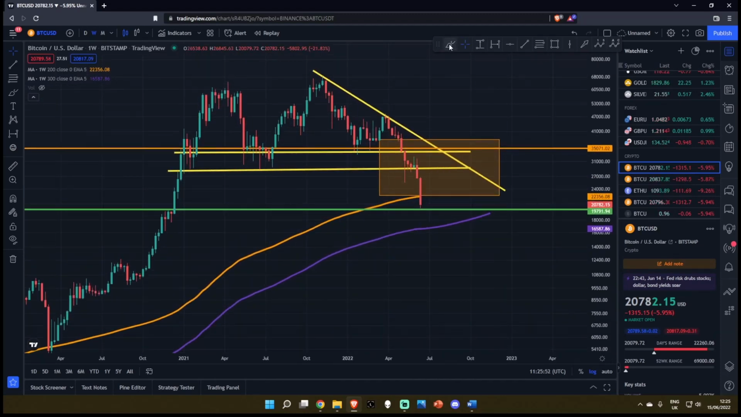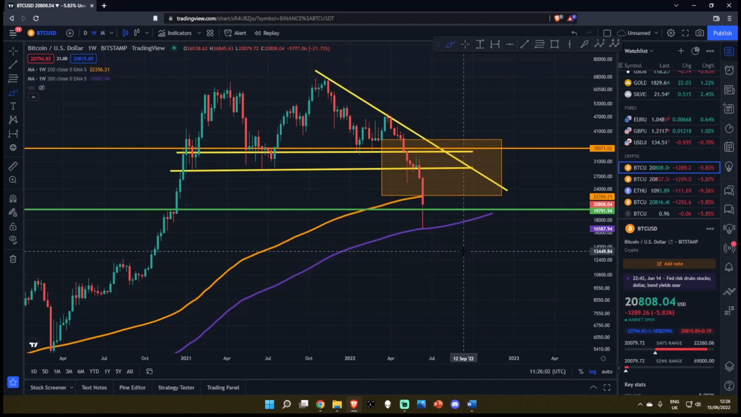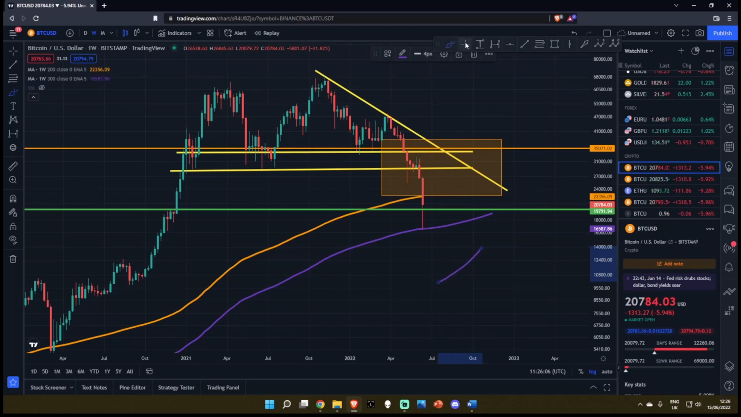Now, in my opinion, we could really see something like this week, where we just completely cascade and we head all the way down to the 300 week moving average. Now, if something like this does happen, I would be heavily DCAing Bitcoin.